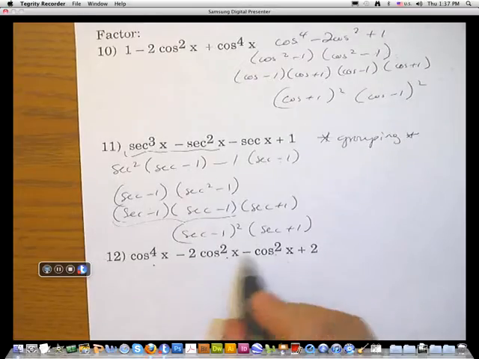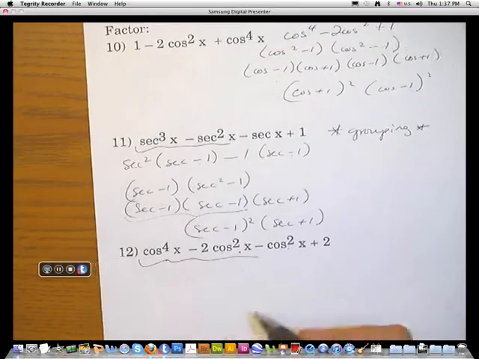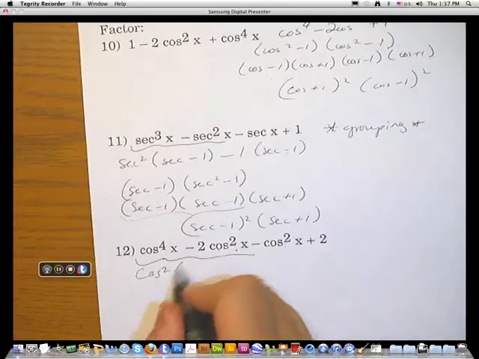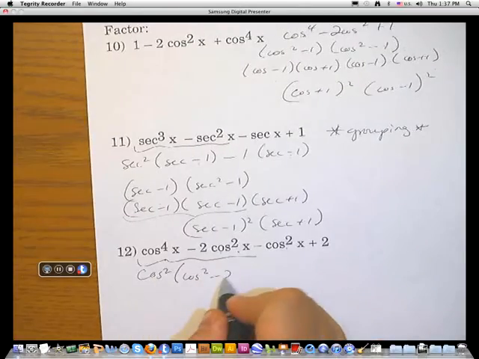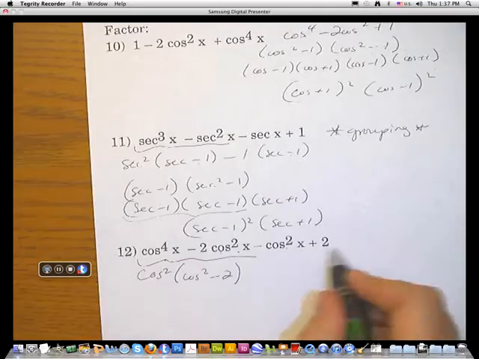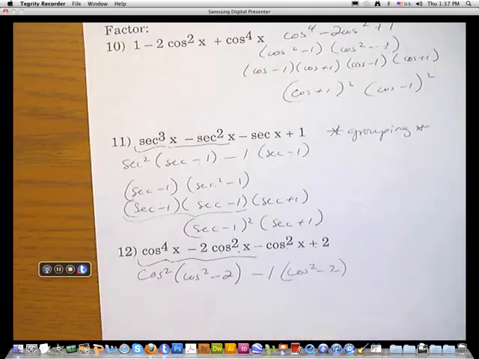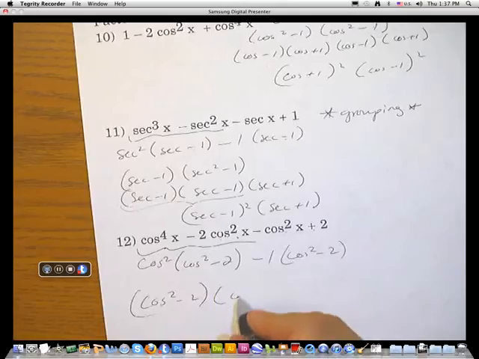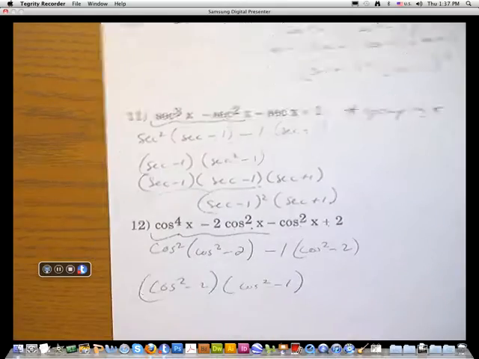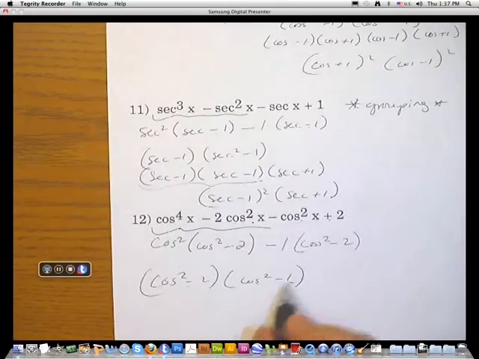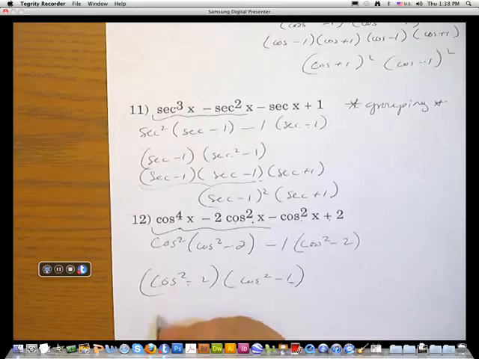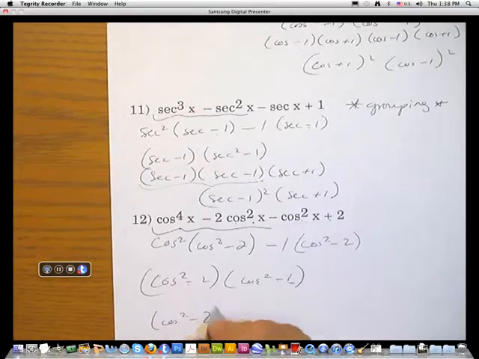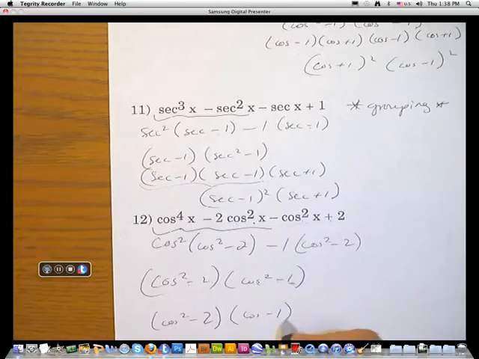Again, we have 4 terms. I'm going to group the first 2 together, so I'm going to take a cosine squared out. So I get cosine squared minus 2. And that's pretty much what I have there. But in order to get the minus, I have to take the negative 1 out. So cosine squared minus 2 is my GCF. Cosine squared minus 1 is my leftover. That's a difference of two squares. This is not a difference of two squares, so it stays. And this one keeps going.